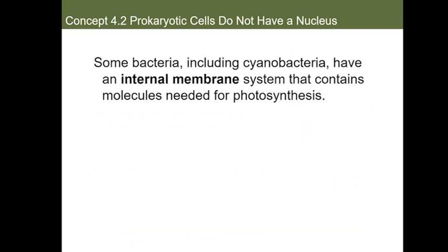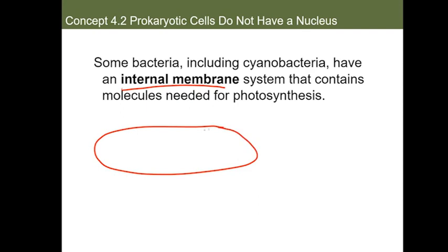Some bacteria, including cyanobacteria, have an internal membrane system that contains molecules needed for photosynthesis. So in cyanobacteria, they have these stacks that help them do photosynthesis so that they can get light waves. It looks a lot like chloroplasts.